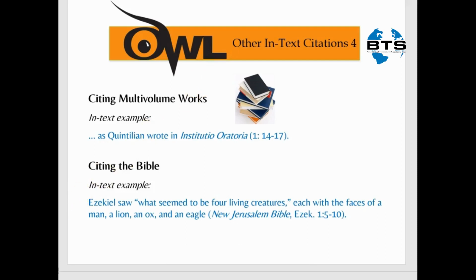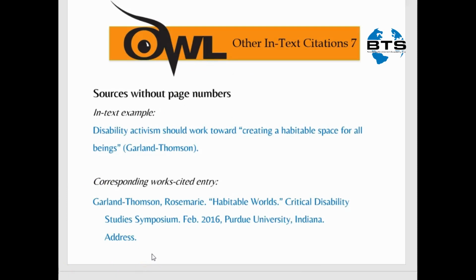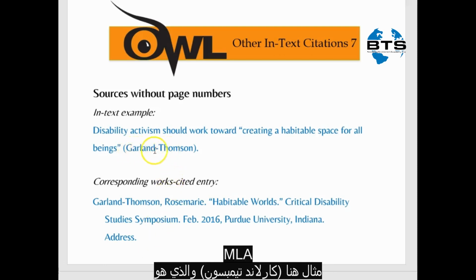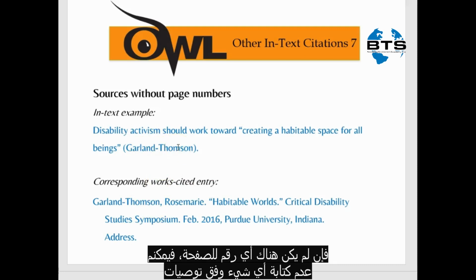All right, let's continue. If you come across an article or a website where there are no page numbers, regular MLA requires that you don't put anything. For instance, Carl Thompson, this is the person's last name. It's Rosemary's last name. So Carland Thompson. However, for me, if there's no page number, you have to include Carla Thompson space PAR period for paragraph, and then the paragraph number.